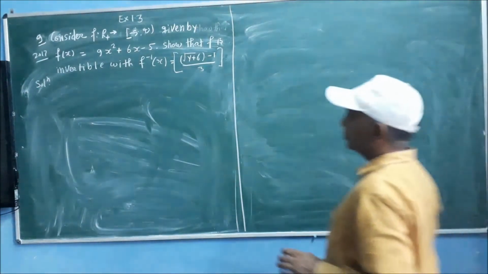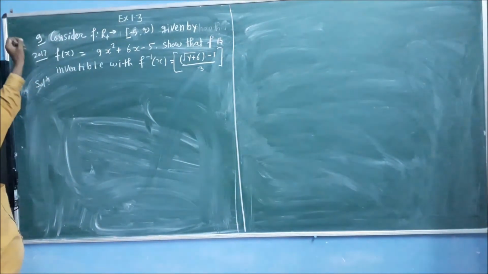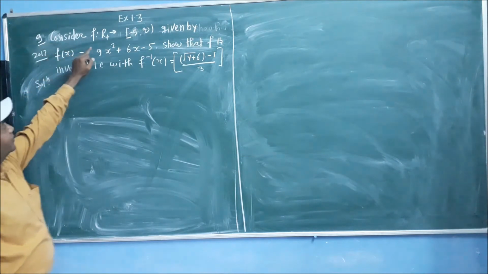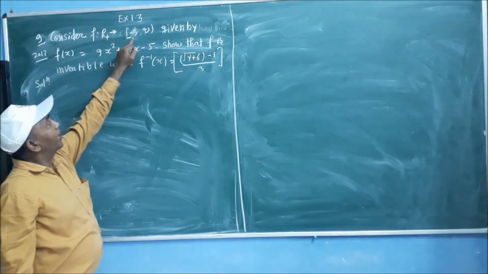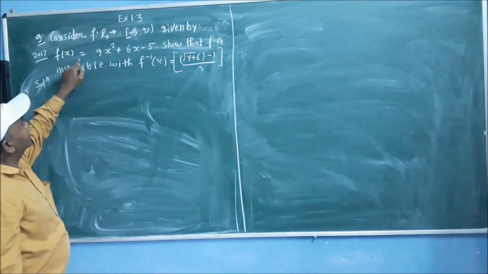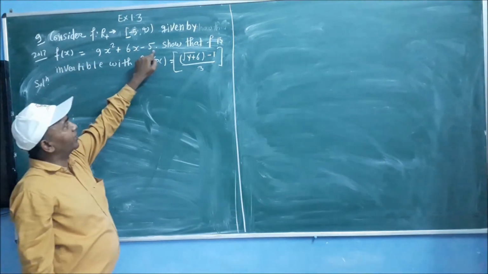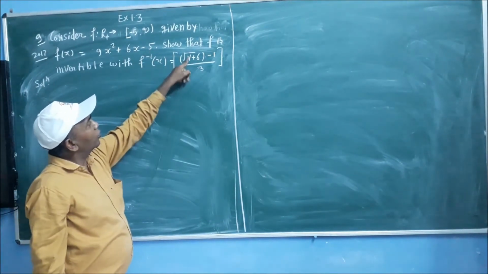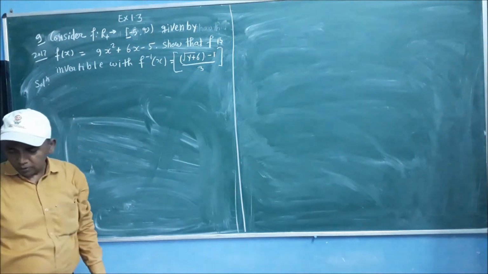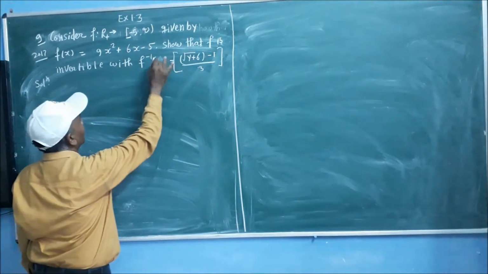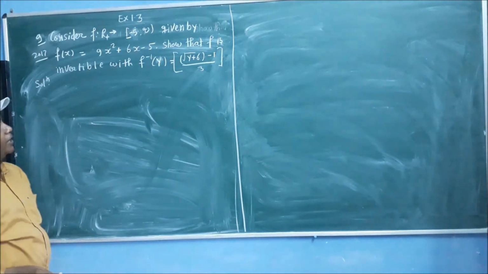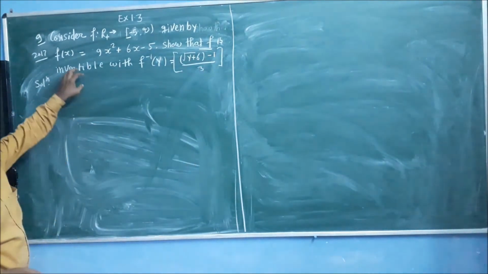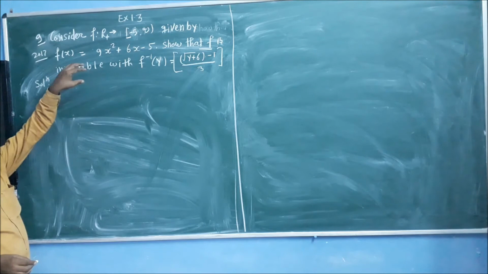Here is a question for you. It was asked in the 2070 CBSE examination, exercise 1.3, question number 9. Consider f from R plus to [minus 5, infinity) given by f(x) equal to 9x square plus 6x minus 5. Show that f is invertible with f inverse of y equal to under root y plus 6 minus 1 upon 3. First we have to prove that f is invertible. Invertible means we have to show that this function is 1 1 and onto.